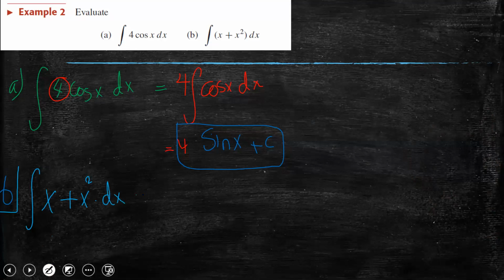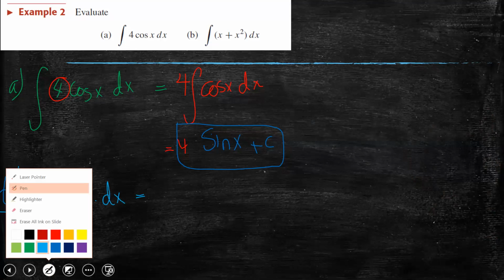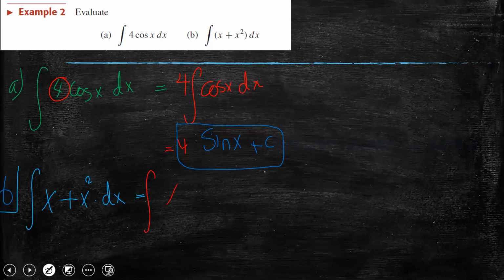dx. So I will distribute the integral sign into the first function plus the second one. I will distribute the integral sign into x and x squared. Then after that, let's find the integration. The integration of x to the power 1 is x to the power 1 plus 1 over 1 plus 1.